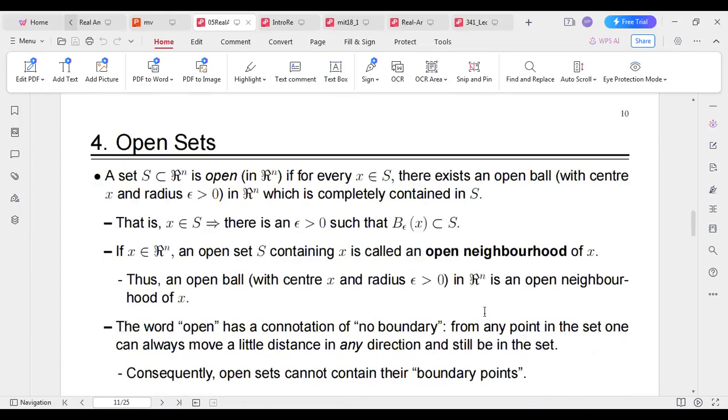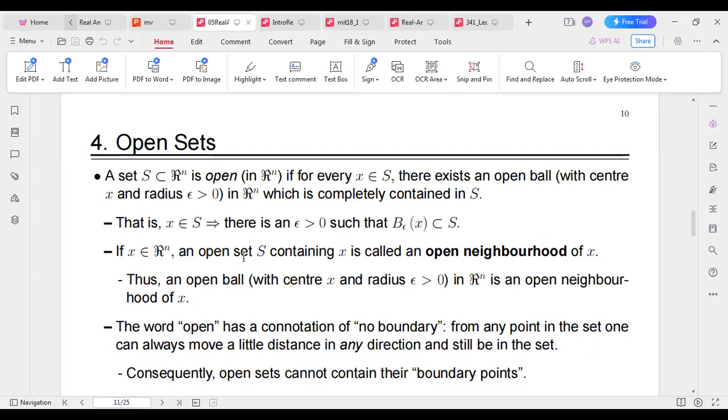Now, what is an open set? A set S, a subset of Rn, is open if for every x belonging to S there exists an open ball with center x and radius epsilon greater than 0 which is completely contained in S. That is, x an element of S implies there is an epsilon greater than 0 such that the whole ball with center x and radius epsilon is contained in S. In that case, the set is called an open set.